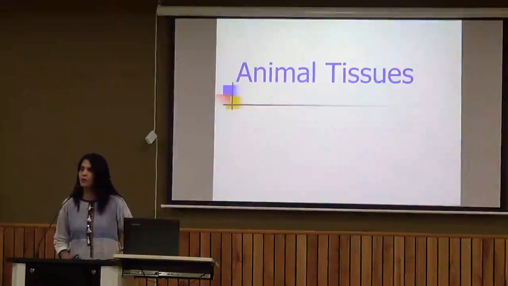So before we start with the animal tissue, let us just summarize the plant tissue. In case of plant tissue, what we did, we just studied that the plant tissue can be classified into two types, that is meristematic and permanent. Meristematic tissue can be classified into three types, that is apical, intercalary and lateral.